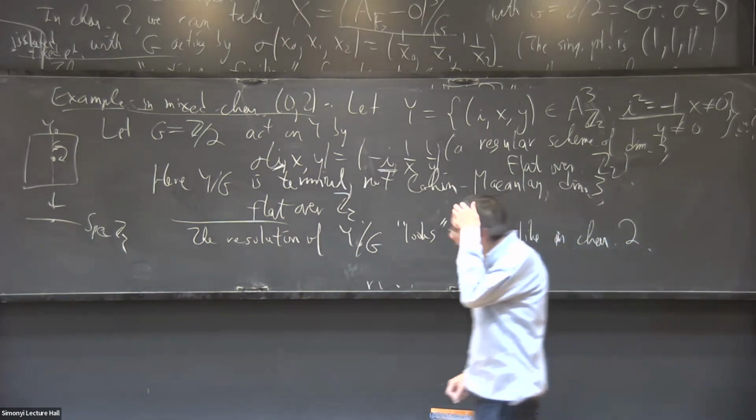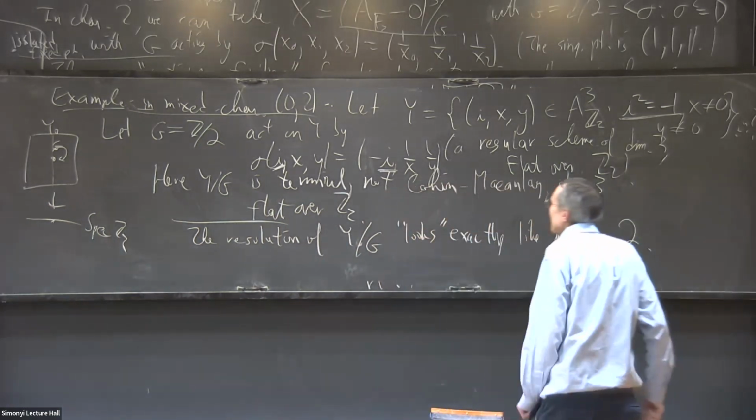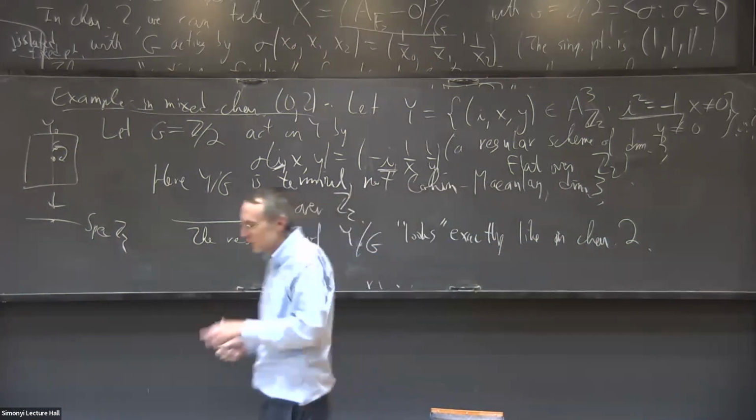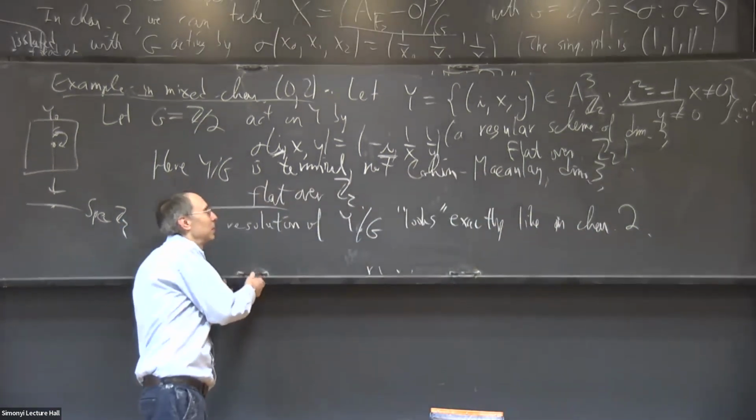Could you do square root of 2 instead of i? You could, definitely. I found that this gave the simplest equations that I could. So I just tried to make the simplest equation.